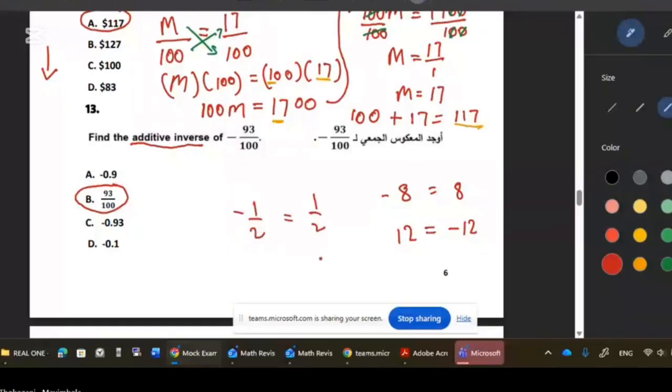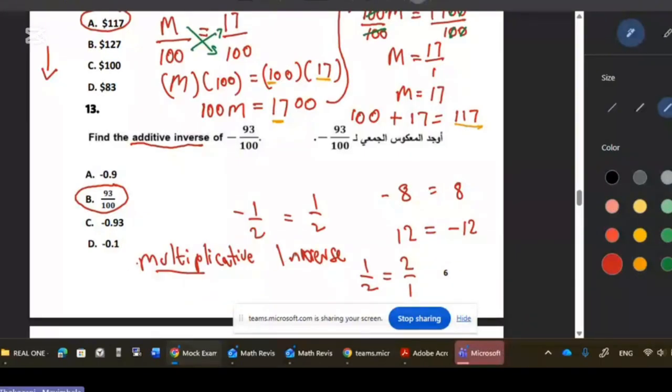But what if I ask you for a multiplicative inverse of 1 over 2? What will it be? It will be 2 over 1. We will flip it. You just flip the number. The multiplicative inverse means we just flip it. Okay? Let's move on.